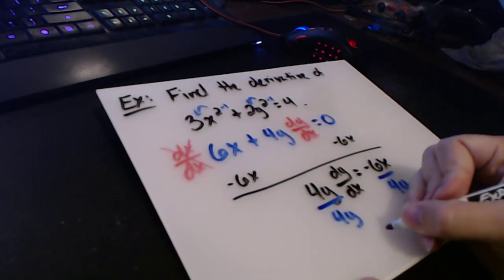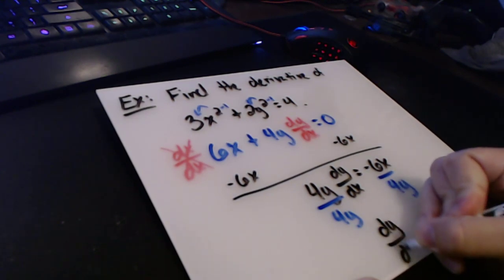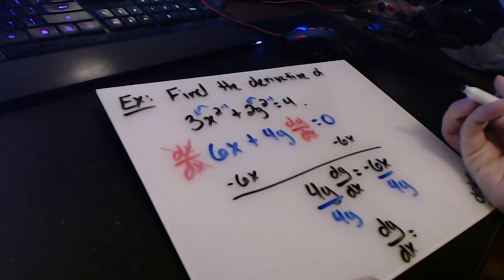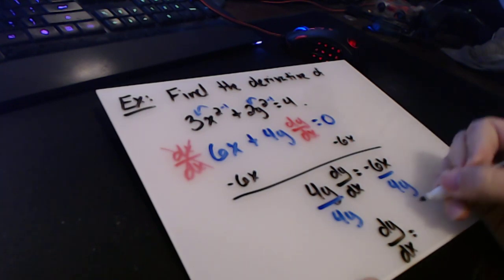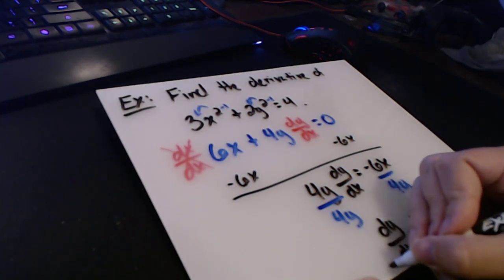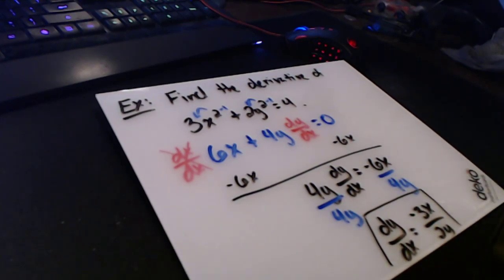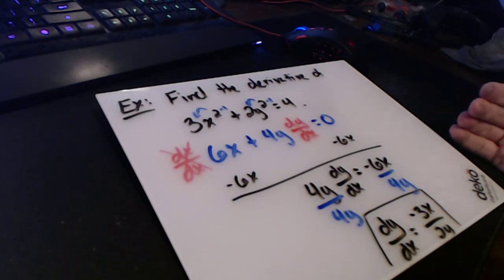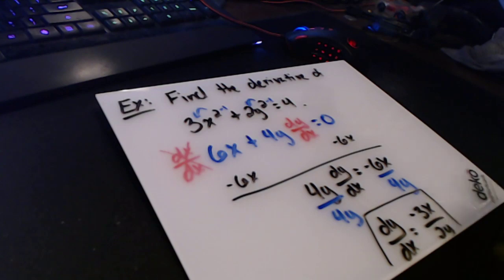So we're left with dy dx is equal to, can we reduce this? Yeah, they have 2 in common, so this becomes negative 3x over 2y. And you're done. We're not doing a whole lot of extra steps here. We're still doing the derivative, except now we have this dy dx that we're solving for. And once we solve for it, you are done.